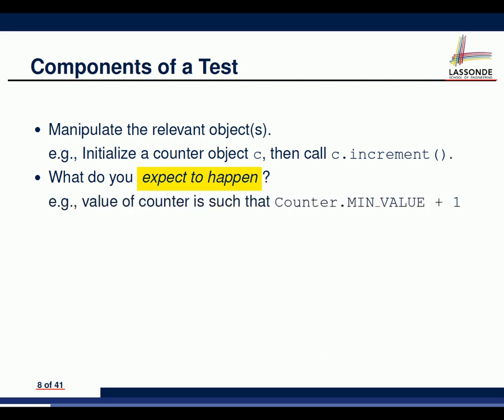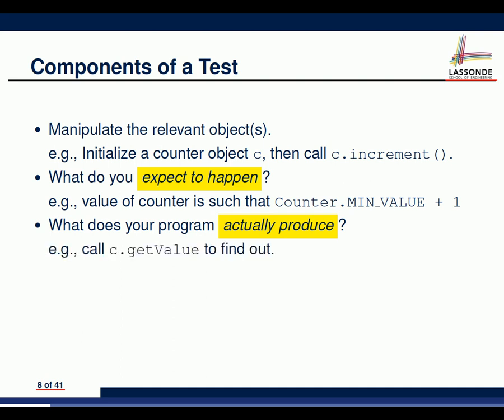What do you expect? For example, let's say after initializing the counter object, once we say c.increment, we should expect the value to be the minimum plus 1, right, after the increment. And the second component is what's actually produced, right? So up to this point, I expect the counter value to be 1, but is it really the case? It's not necessarily the case. Okay, I can show you later in Eclipse. I will demonstrate to you.